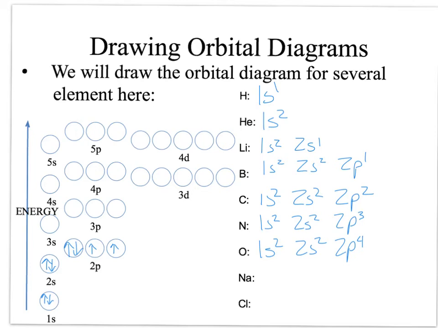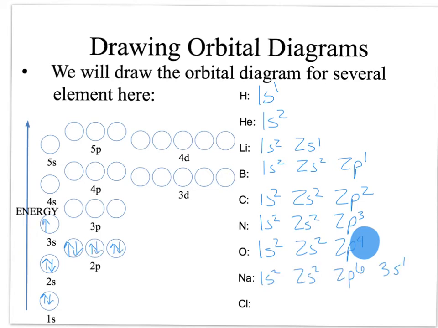Oxygen has 1 more electron than nitrogen, so in the electron configuration, we are just going to put a 4 out here instead of a 3. In our drawing for our arrows, we've put our first down arrow in the first orbital for 2p.